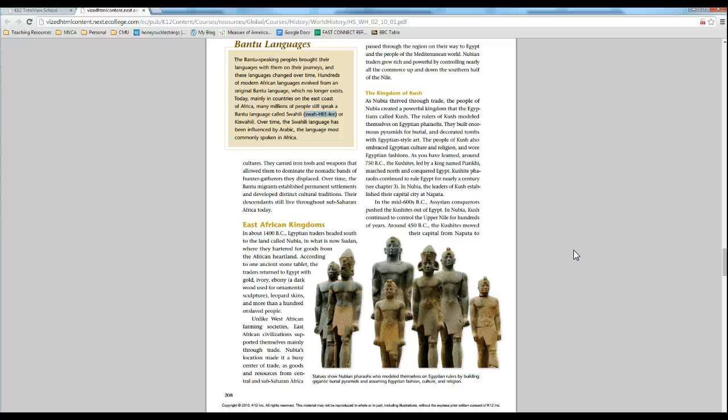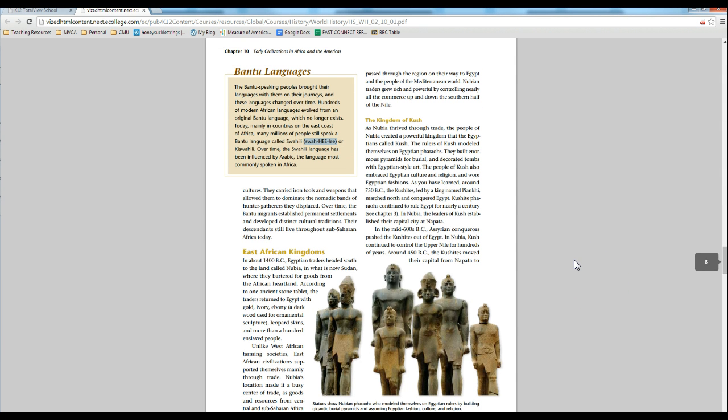Unlike West African farm societies, East African civilizations supported themselves mainly through trade. Nubia's location made it a busy center of trade as goods and resources from Central and Sub-Saharan Africa passed through the region on their way to Egypt and the people of the Mediterranean world. Nubian traders grew rich and powerful by controlling nearly all of the commerce up and down the southern half of the Nile. As Nubia thrived through trade, the people of Nubia created a powerful kingdom that the Egyptians called Kush.